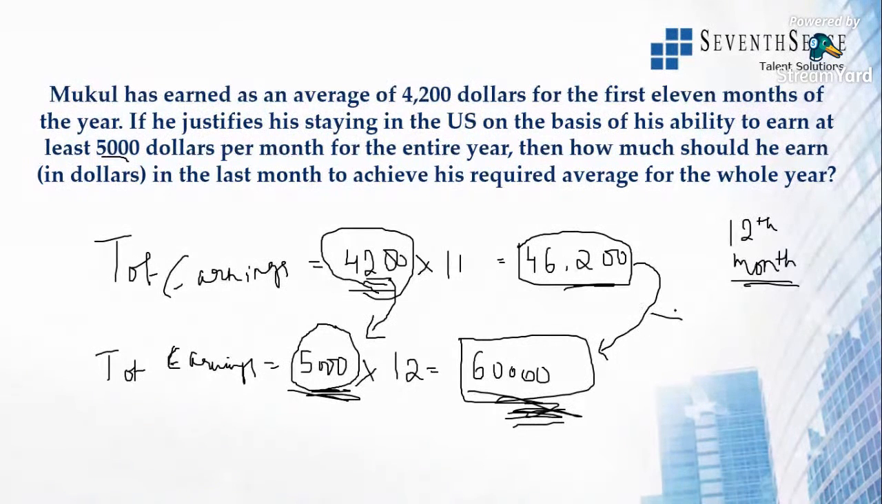Simple. Calculate the difference amount. What would be the difference amount? 600 minus 462, it is 138. So it is $13,800. So he should earn $13,800 in the last month.